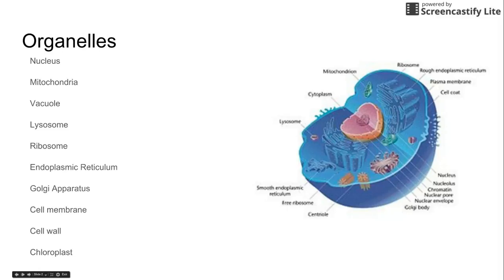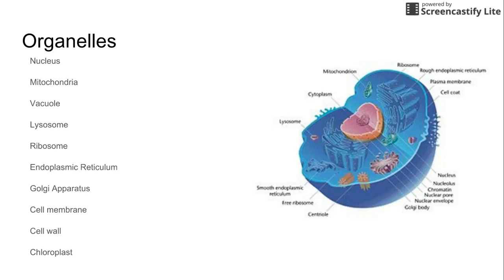Hey, 8th grade. So today we're going to start talking about plant and animal cells. And we're just going to do some review on the organelles within the cells. We have the brain of the cell, which is the nucleus. The mitochondria, which is where cellular respiration occurs. And this is the powerhouse of the cell. The vacuole, which is for storage.